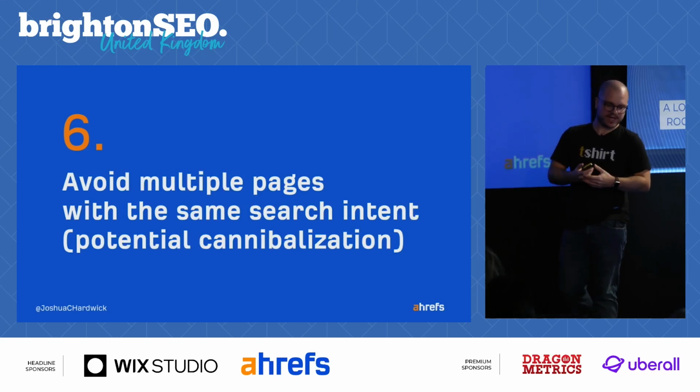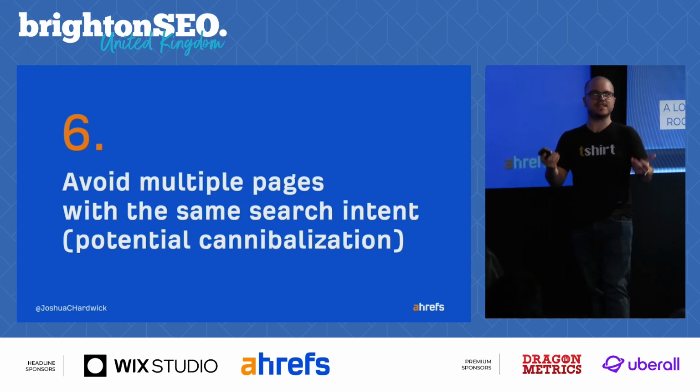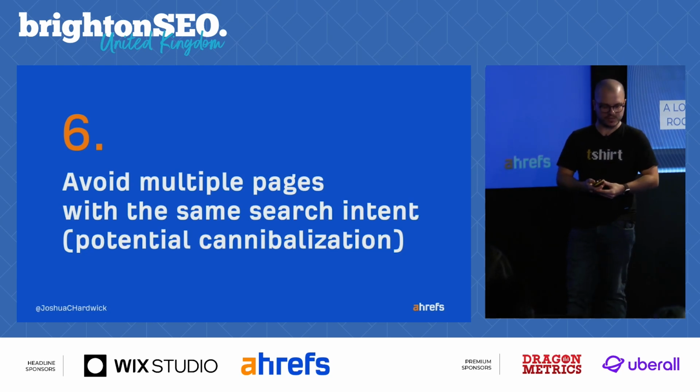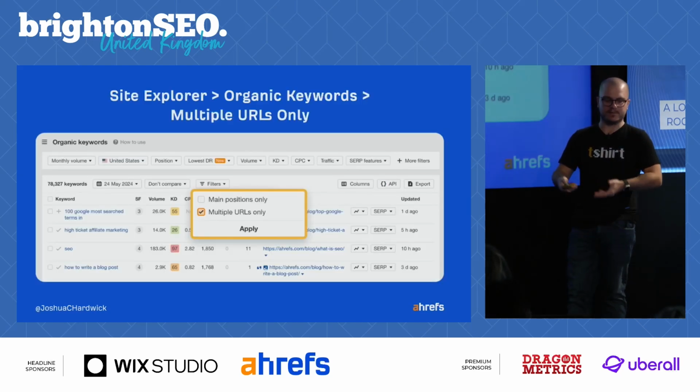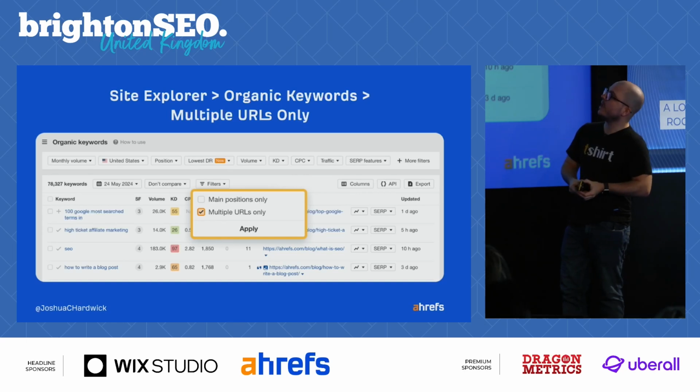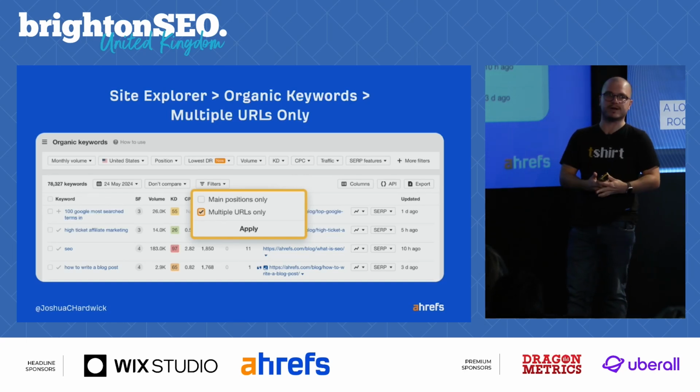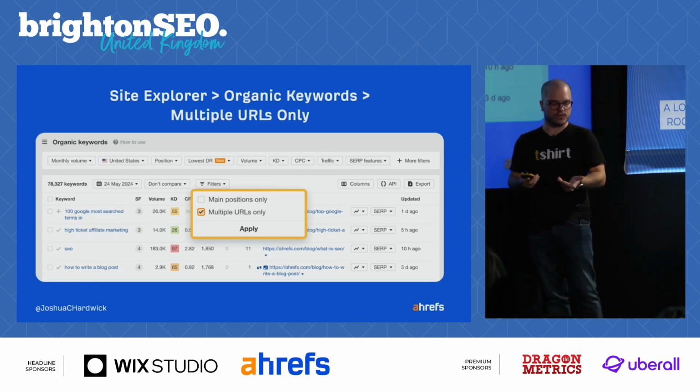So number 6, cannibalization issues. I'm always a bit hesitant to talk about cannibalization because I don't think it's as big a deal as most people make it out to be. But finding these opportunities, if you go into the organic keywords report again, literally just filter for multiple URLs. This will find keywords where you've got at least 2 pages on your site ranking for them.